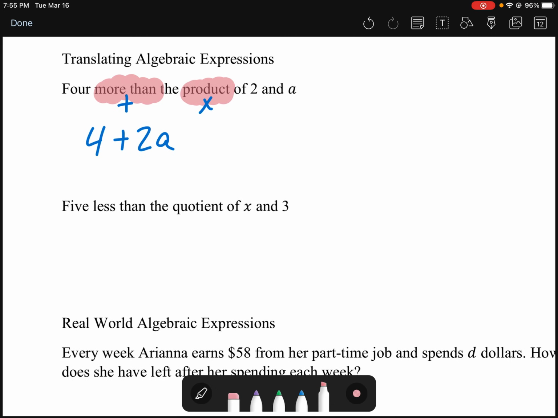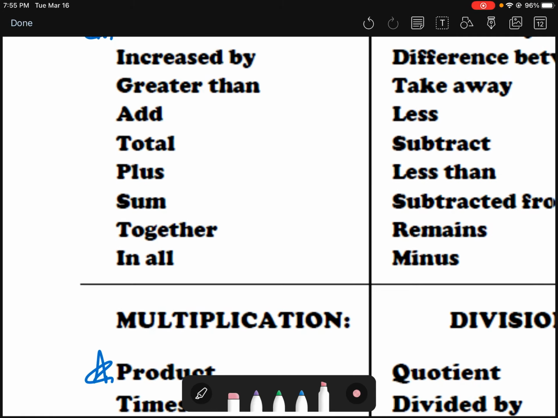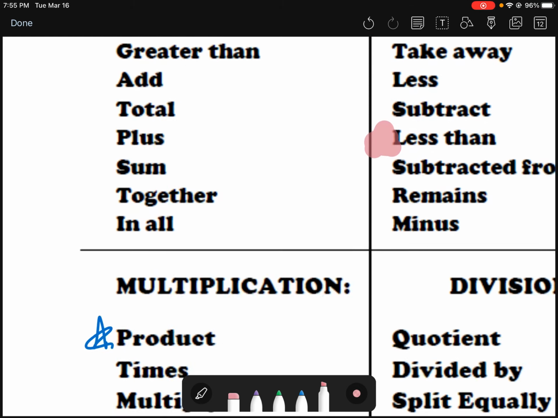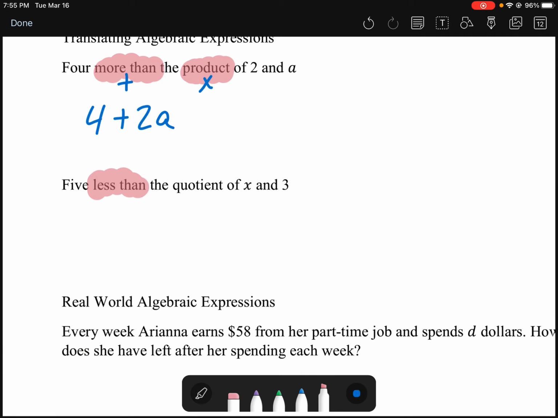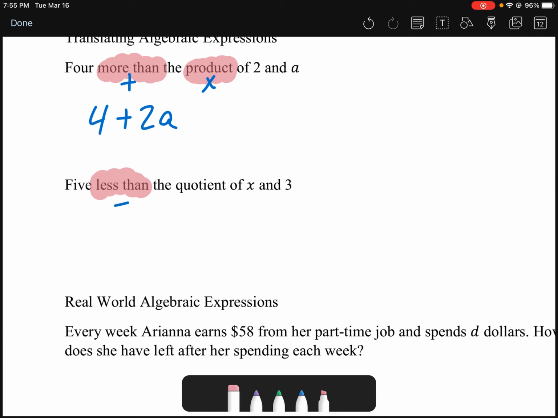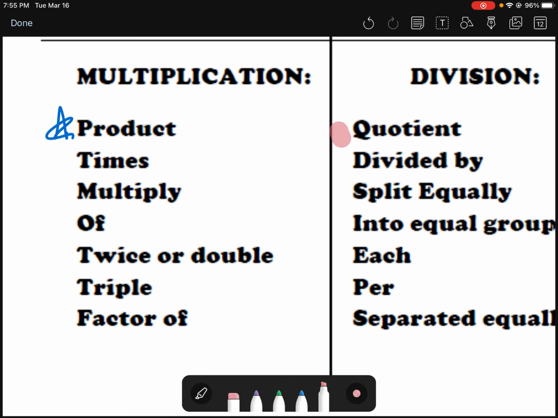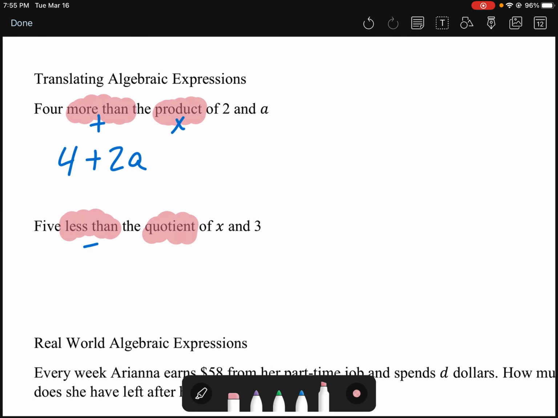This one's a little bit more tricky. I have 5 less than the quotient of x and 3. Less than, when we go up here, you can see that right there. That's a subtraction, so I know I'm subtracting there. Quotient is right here. So we know I'm dividing.